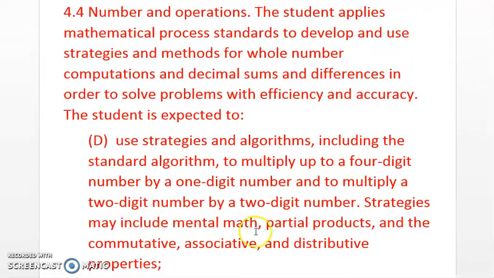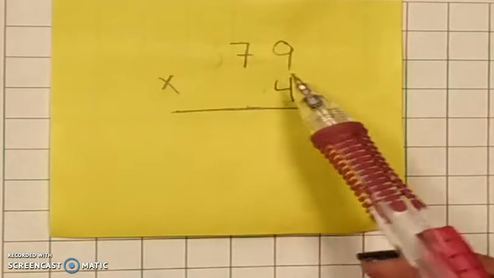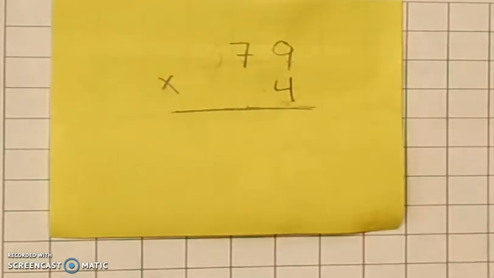Strategies may include mental math, partial products, and the commutative, associative, and distributive properties. And like I said earlier, in this video we are going to focus on multiplication using the standard algorithm. Okay, let's go ahead and get started with a little review from 3rd grade. In 3rd grade, you were asked to multiply a 2-digit number times a 1-digit number. And let's review how to do that really quick.